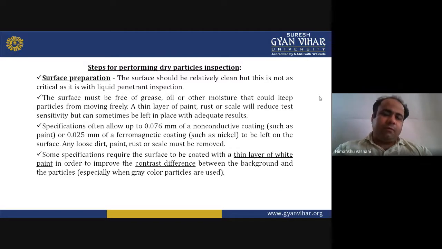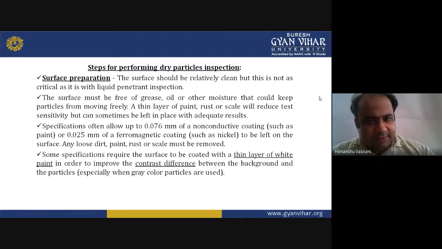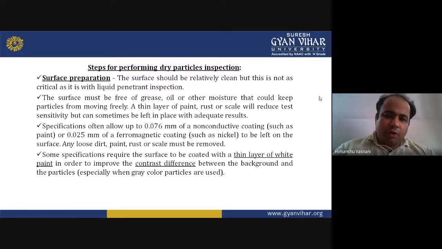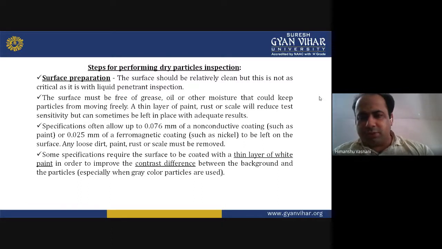Now, steps for performing dry particle inspection. Surface preparation: the surface should be relatively clean, but this is not as critical as it is with liquid penetrant testing, because we should be careful with liquid penetrant testing. The surface must be free of grease, oil or other moisture that could keep the particles from moving freely.